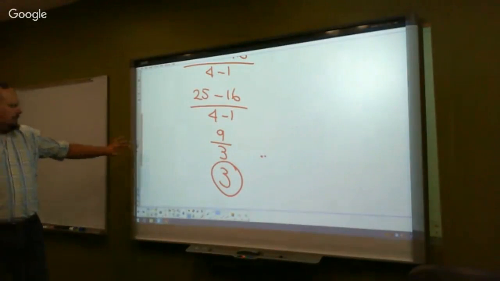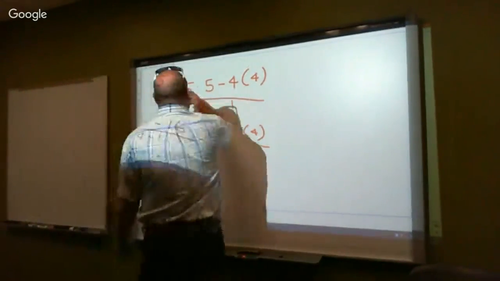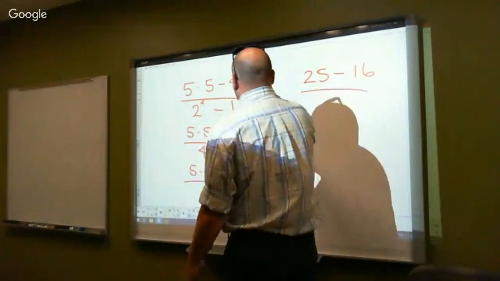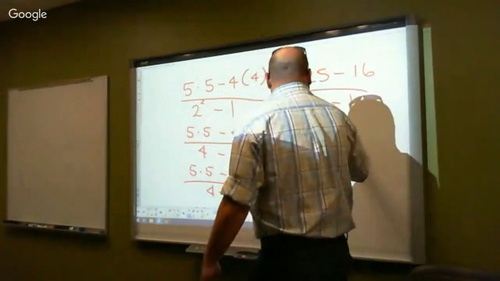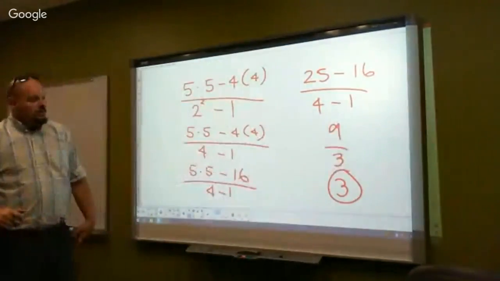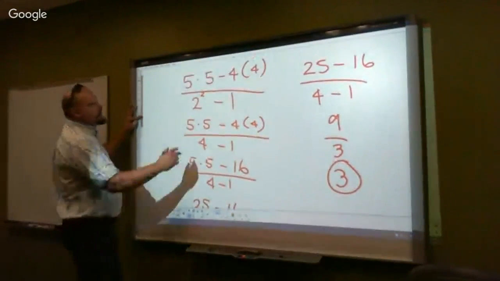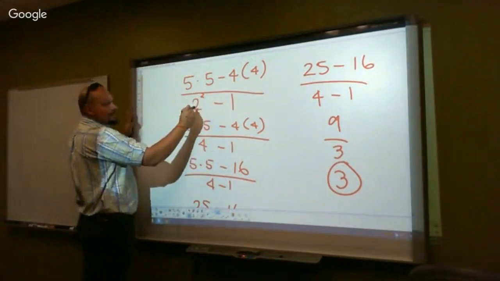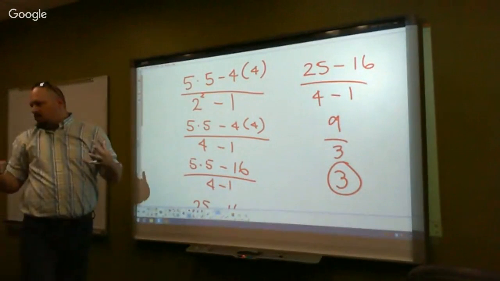Okay. Can we do this like this? Let's see if we can do it. 5 times 5, 25 minus 16 over 4 minus 1. Yeah, that would be 9 over 3. 3, easily. So we can do it both ways. I mean, in this case, we have multiplication minus a multiplication over an exponent minus a whole number, right? So we can kind of do those at the same time.